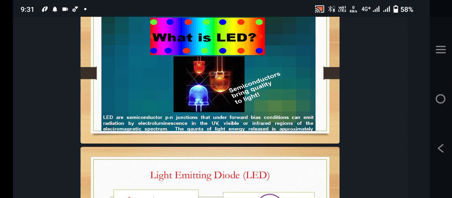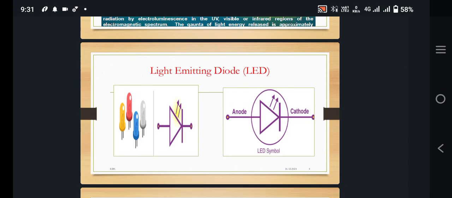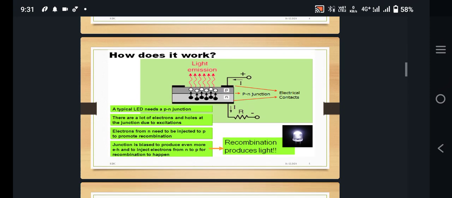What is LED? Semiconductors which bring quality of lights. The symbolic representation of LED is here. Varieties of colors of LEDs are available. How it works.